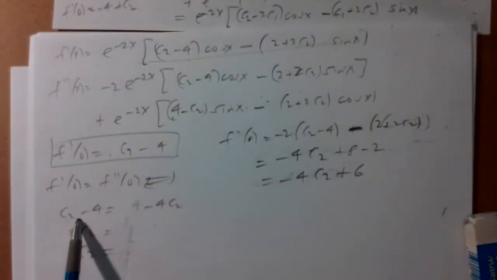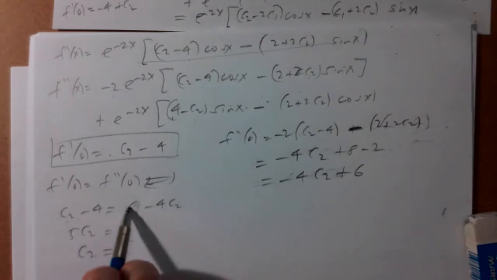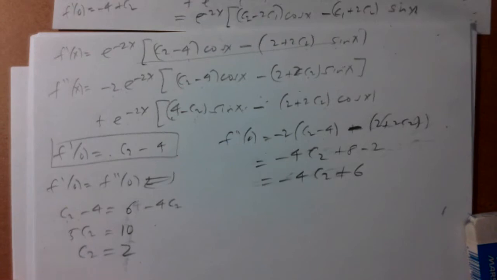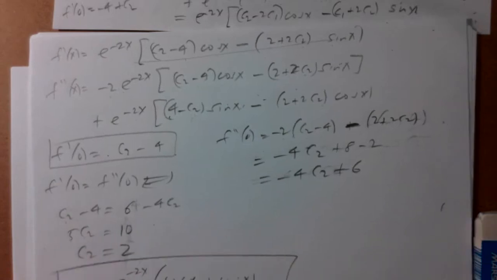So c2 minus 4 is 6 minus 4c2. 5c2 equals 10. c2 is also equal to 2. So the solution of the differential equation that satisfies the initial condition, c1 and c2 are both equal to 2. So it's 2 e to the minus 2x cosine x plus sine x. That's the solution.